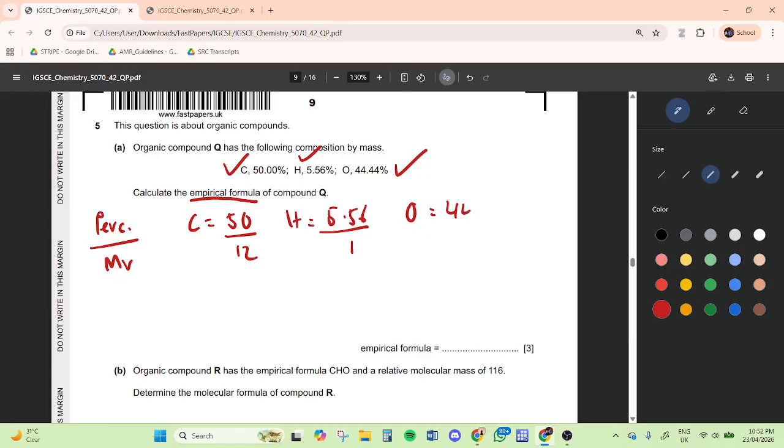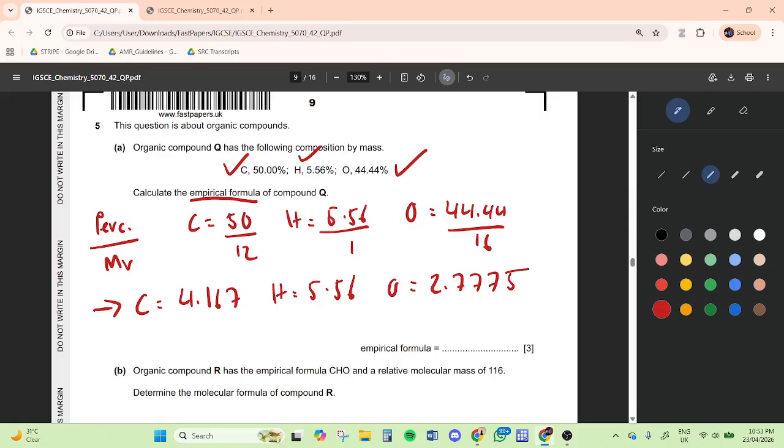Oxygen, it'll be 44.44 divided by 16. So I know I said that you're always going to get some very clean numbers, maybe not the case for empirical formula. So carbon comes to around 4.167. Hydrogen stays at 5.56. And oxygen comes to around 2.7775. So once you get to this number, you always divide by the lowest number that you have.